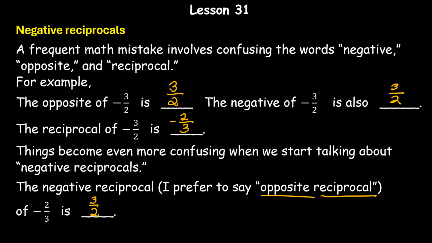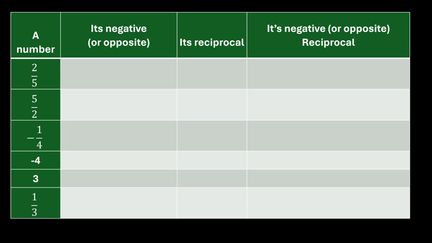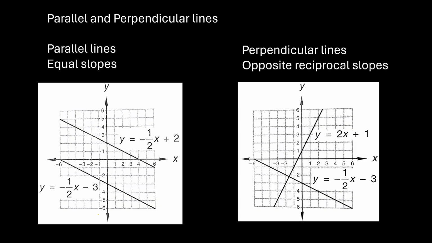So we need to make sure that we are paying attention to the words so that we don't do things we're not supposed to do. So I made this table to fill in, and I don't think it's all that helpful, so we're just going to skip that and we'll move on to parallel and perpendicular lines.